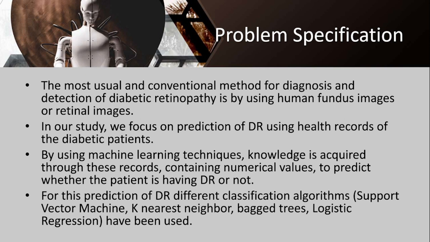So what exactly is our problem specification? The most usual and convenient method for diagnosis and detection of diabetic retinopathy is by using human fundus images and retina images. In our study, we focus on predicting diabetes using health records of diabetic patients. We have n number of parameters with respect to health parameters.